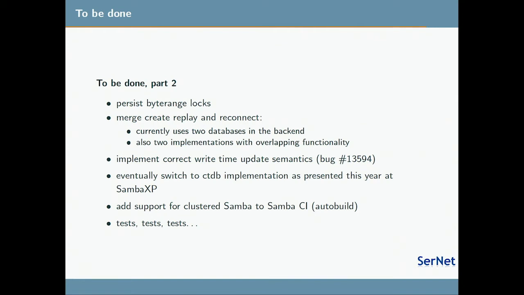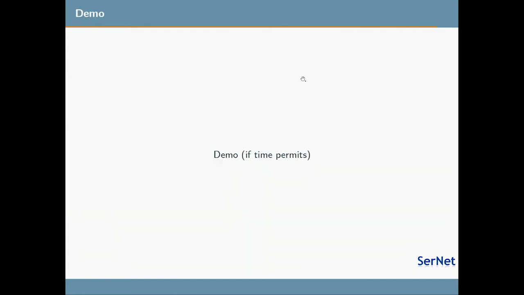Then a big item is we have to finally add support for testing clustered Samba to our Samba CI, which is called autobuild. We currently don't have the capability to really run cluster tests in our automatic regression test suite, which sucks, for persistent handles especially. So we really have to add that, and then make use of it with quite a lot of tests to really exercise and stress test the whole thing.